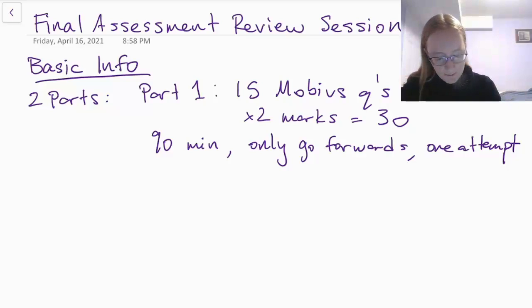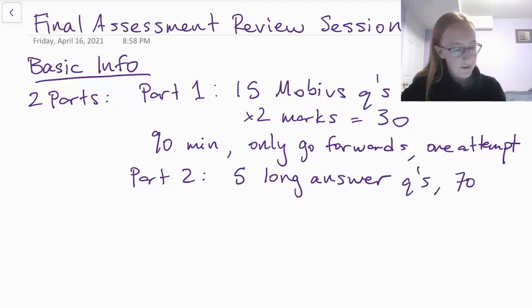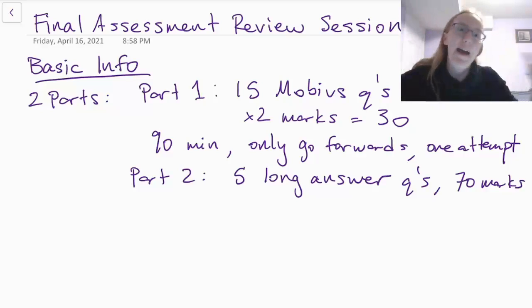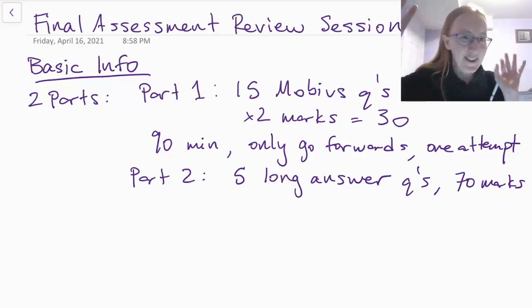Part 2 is, again, similar to the midterm. It's going to be 5 long answer questions and 70 marks total. It doesn't matter how they're divided between the 5 questions, but it's 70 marks total for that. So again, the sum of your mark out of 30 and your mark out of 70 will be taken out of 100 for your mark for the final.